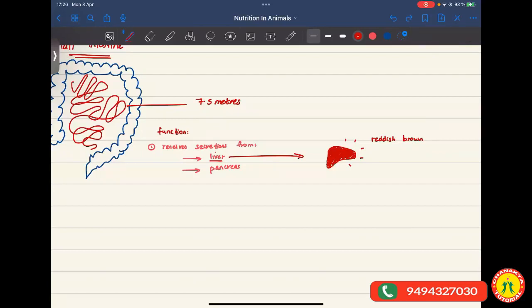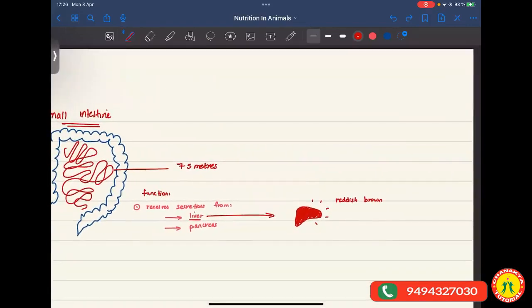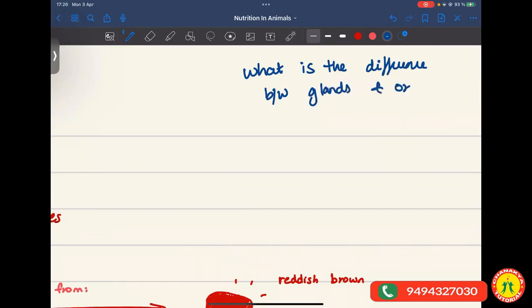Okay, fine. Apart from organs, let me say glands. You know what is the difference between glands and organs? Okay, so that will be your next question. Find it out.